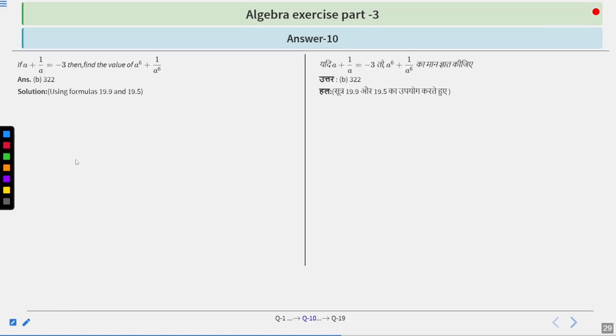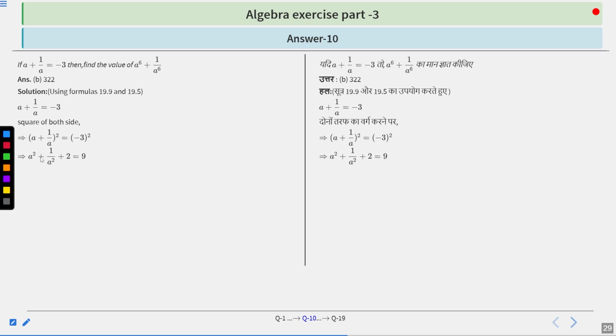So we are going to use formula 19.9 and 19.5 to solve this question. We were given a plus 1 upon a is equal to minus 3. Now squaring both sides, a plus 1 upon a's whole square is equal to minus 3's whole square. So expanding a plus 1 upon a's whole square according to formulas, we get a square plus 1 upon a square plus 2. That is equal to minus 3's whole square, which is 9.